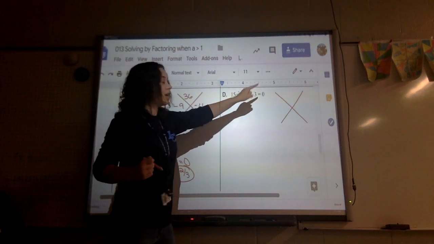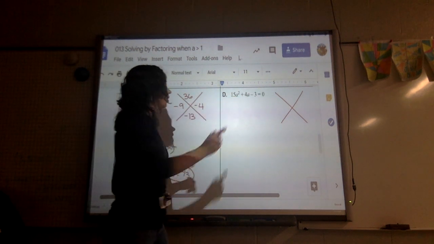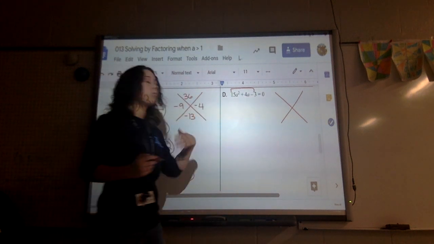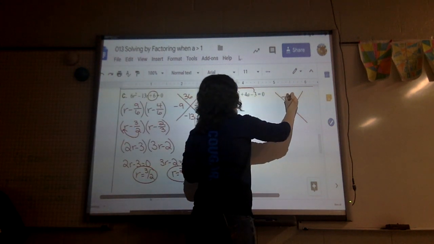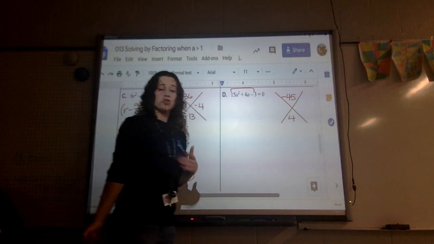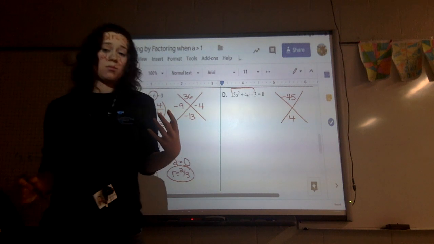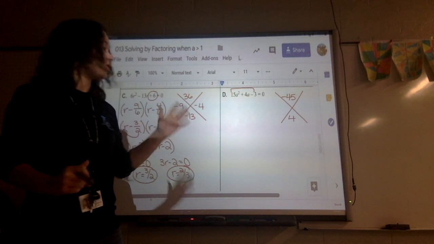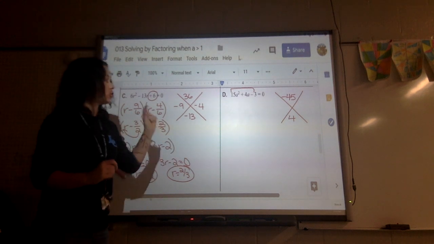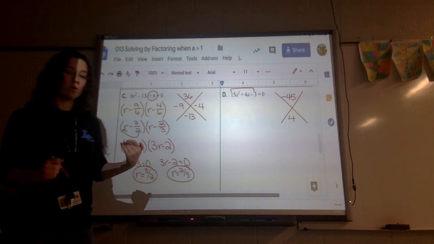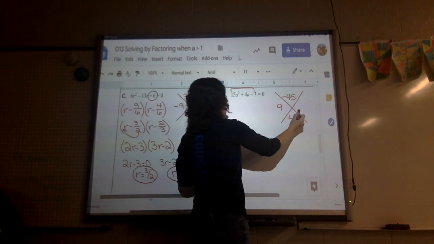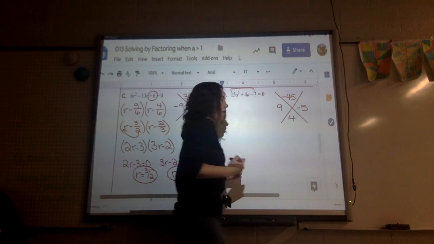So it's not just negative 3 that goes on top of the x this time. It's 15 times negative 3, which is negative 45. But 4 still goes on the bottom. So your bottom number doesn't change. It's just the top number that changes if I've got a number out front. Okay? So now I'm looking for two numbers that multiply to negative 45, add to 4. Let's see, and that would be 9 and negative 5.